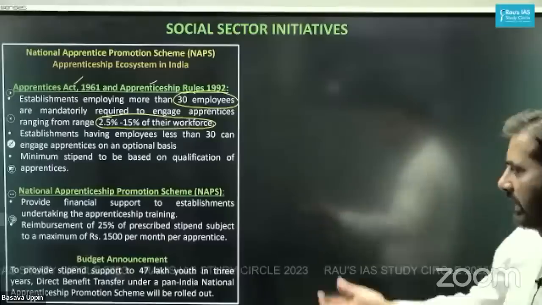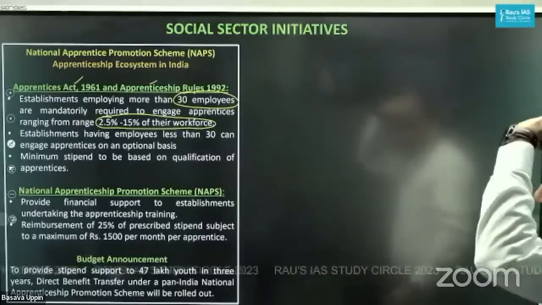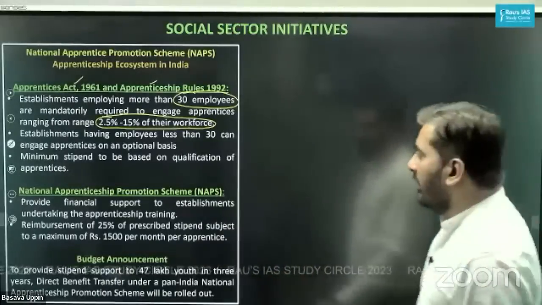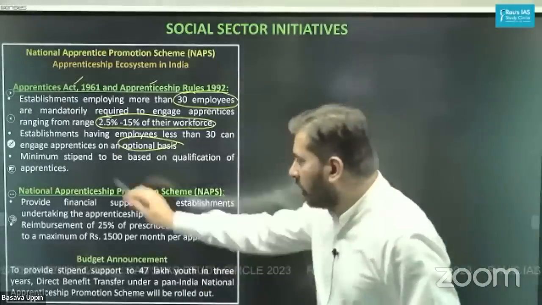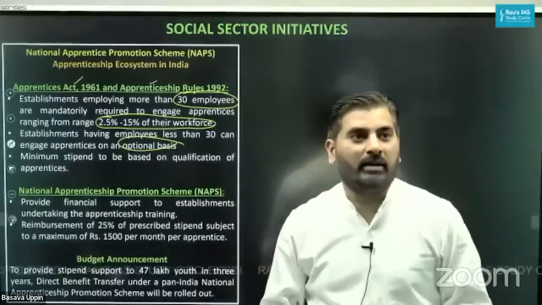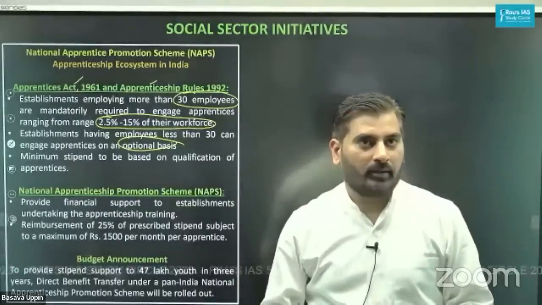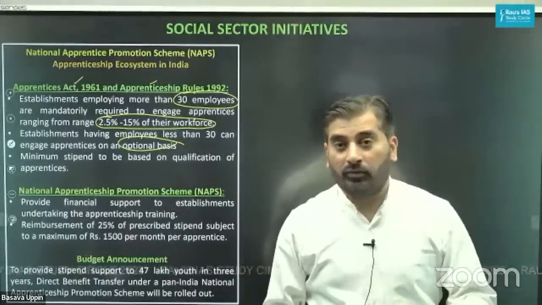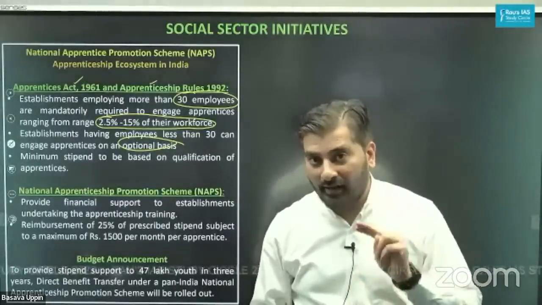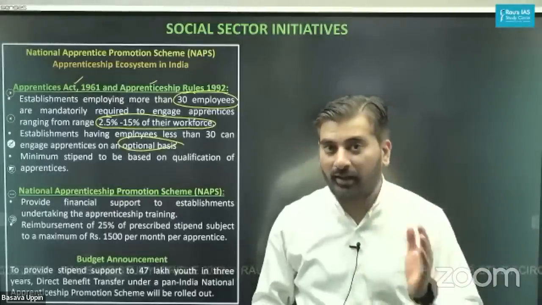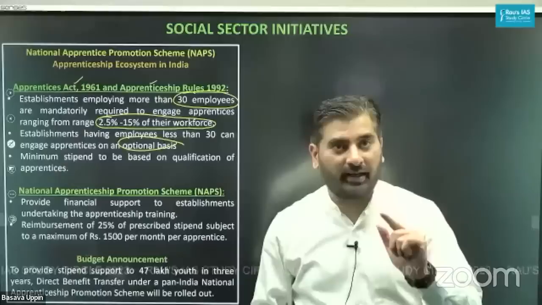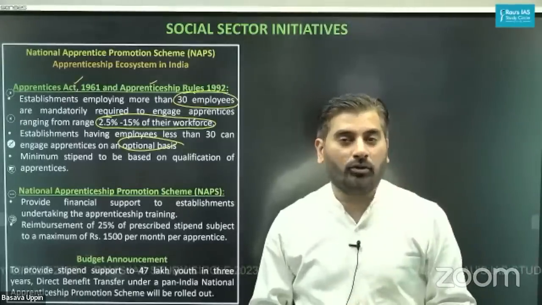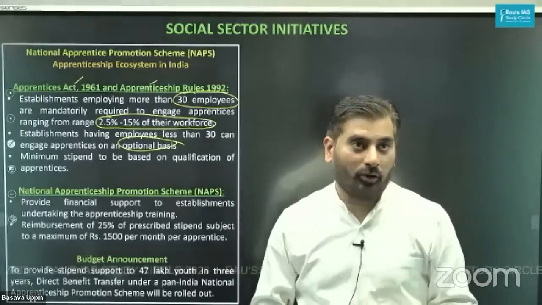As far as organizations employing fewer than 30 are concerned, it is on an optional basis for them. These people are also required to pay a certain minimum stipend. Understood? So hiring of apprentices in India, is it voluntary or compulsory? Please remember, it is compulsory for establishments having more than 30 employees.